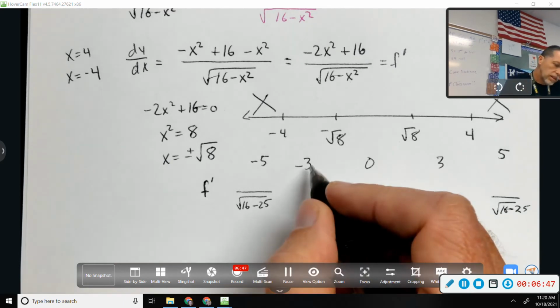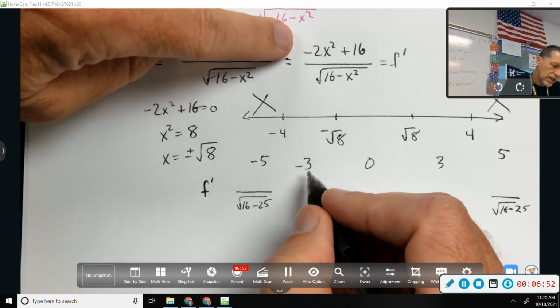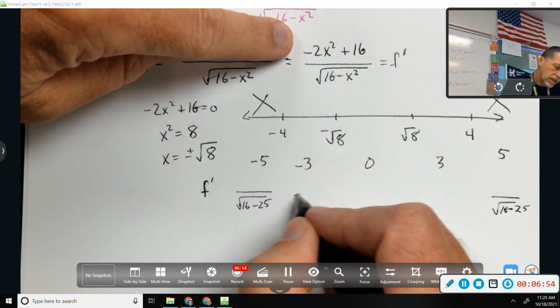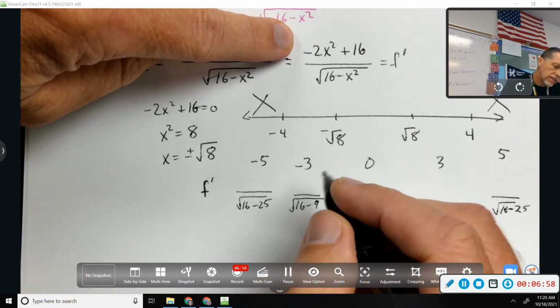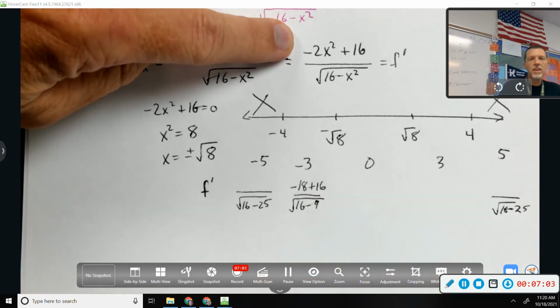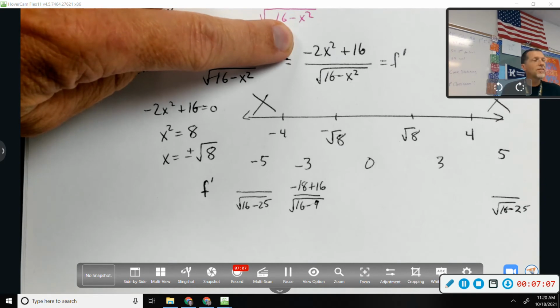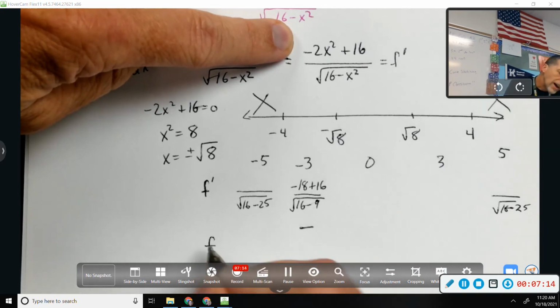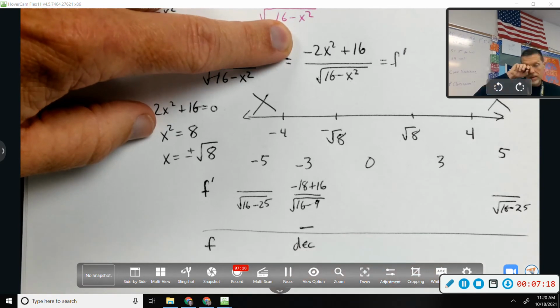So we can X that one out. If we put in negative 3, we have the square root of 16 minus 9 on the bottom, and in the top we'd have negative 18 plus 16, so negative 2 over positive something. It's going down. So it's negative. So if we want to make a table out of this, f would be decreasing.